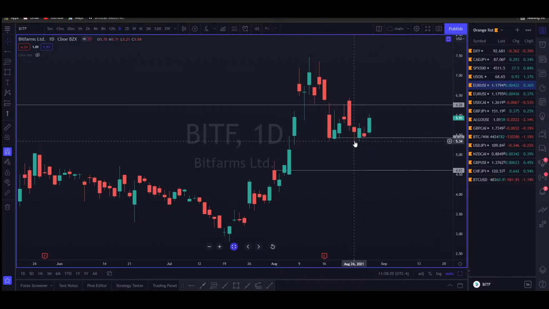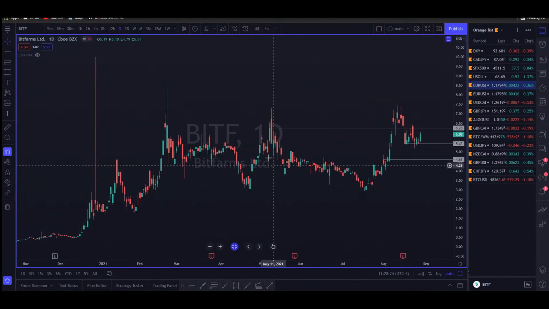You could have entered on any one of these wicks, and your target is 626. That's the old resistance right there. But you've already traded above it and closed back below it. So I would stop looking at this over here and look for that level of support.